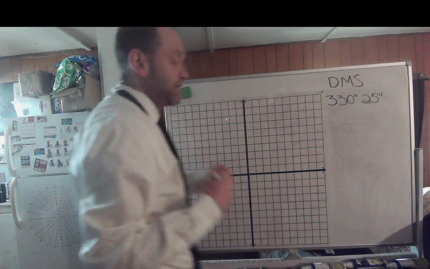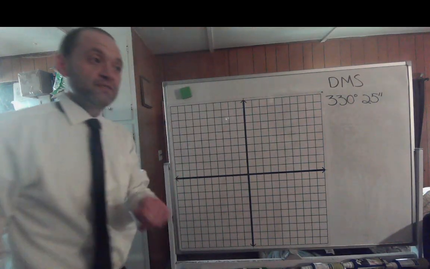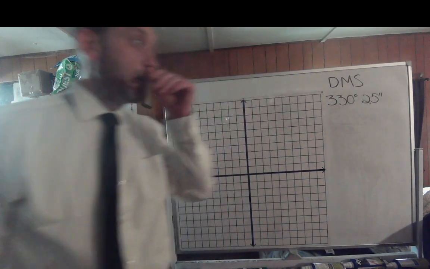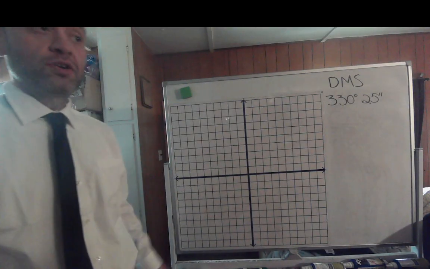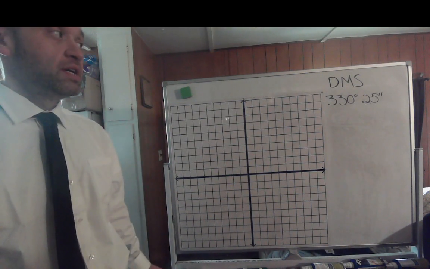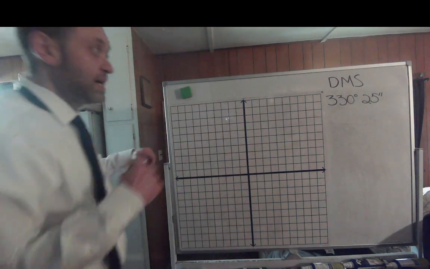All right, let's do one more. So we have 330 degrees and 25 seconds. So notice we have no minutes. And also you're going to find out today that we can have degrees greater than 180 because a full circle actually goes to 360 degrees. We're going to talk about angles that are greater than 180. So let's figure this out here.